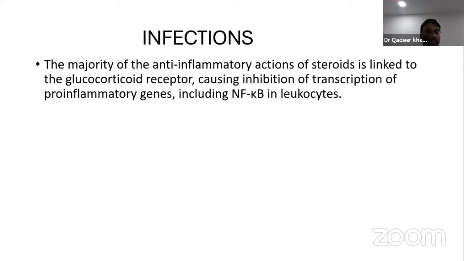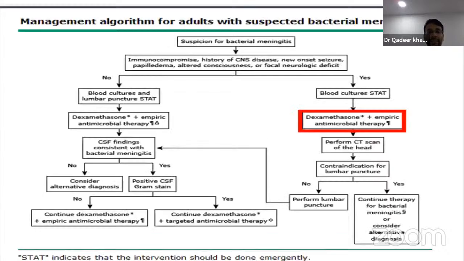The other area where we use steroids is infections. As we all know, infection is an inflammatory condition. The steroids bind to the glucocorticoid receptor and cause inhibition of the pro-inflammatory genes by acting on nuclear factor kappa beta in the leukocytes, thereby decreasing the pro-inflammatory cytokines.